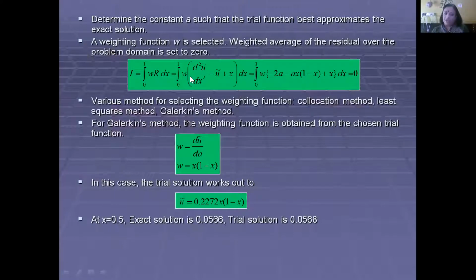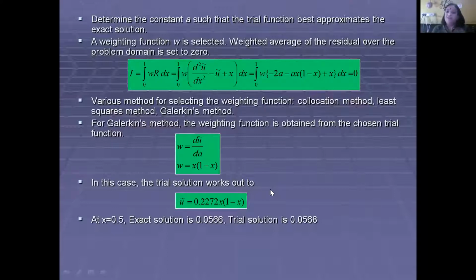Right now, I'm not saying anything about W. So what you have to do is integrate from 0 to 1 W times (d2u tilde/dx squared minus u tilde plus x) dx, which we have already evaluated, and this comes out to be W times (minus 2a minus a x(1 minus x), etc.) equal to 0. This you can always obtain. This is very easy.